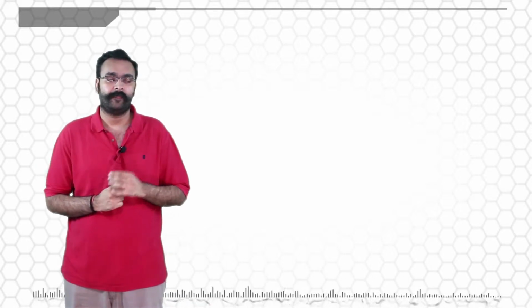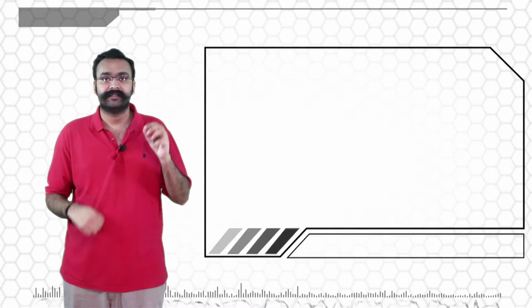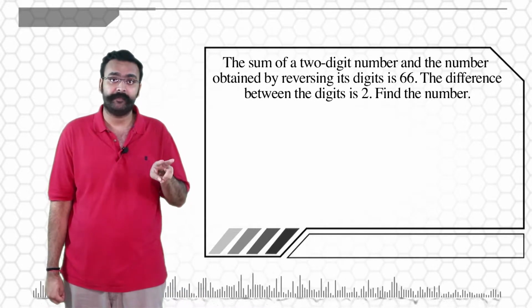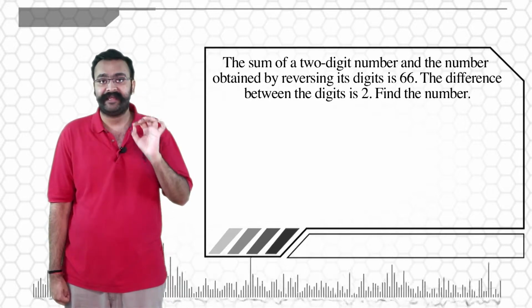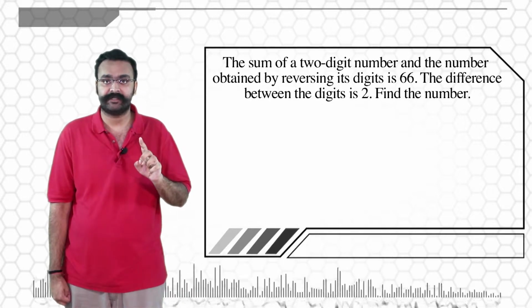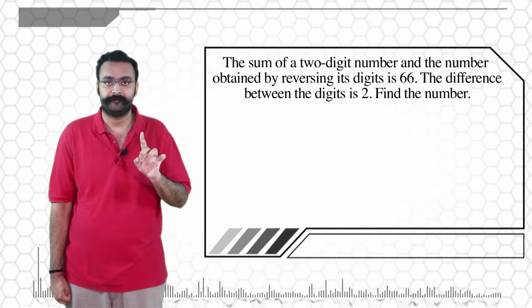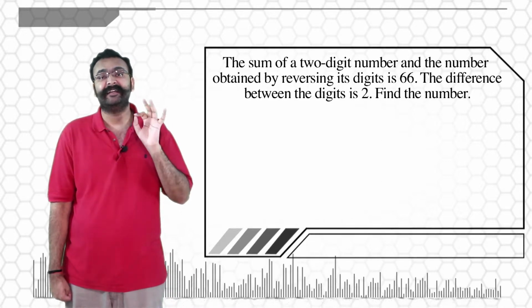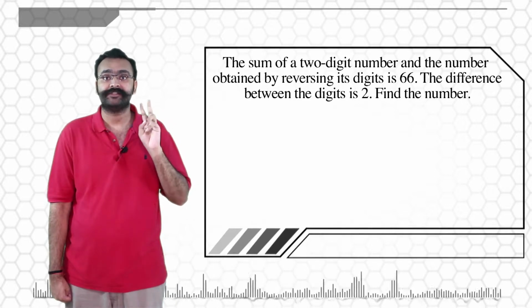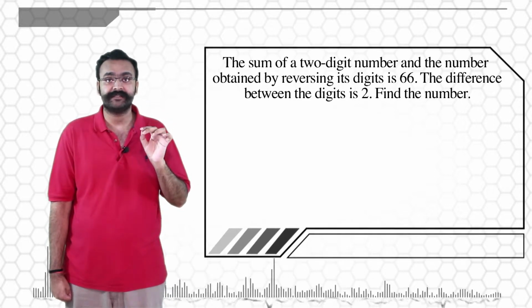Now we deal with what is known as a number problem or a digits problem. These questions traditionally tell you that you have a 2-digit number and then they manipulate it in certain ways. So like in this question, we are told that the sum of a 2-digit number and the number obtained by reversing its digits is 66. Also, the difference between the digits is 2. Using this, we must find the number.